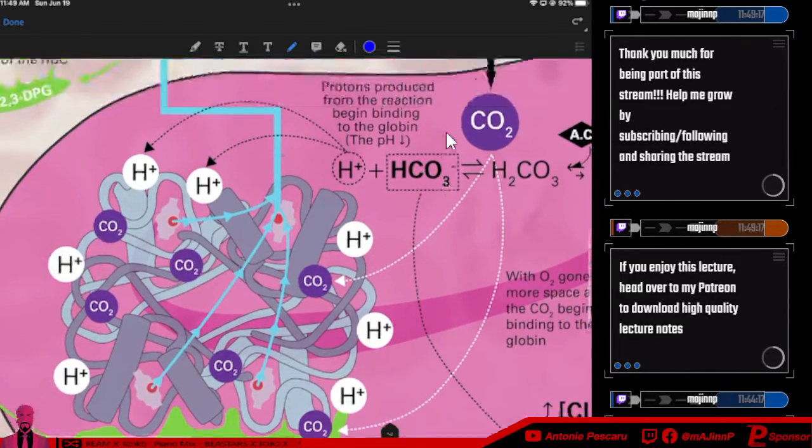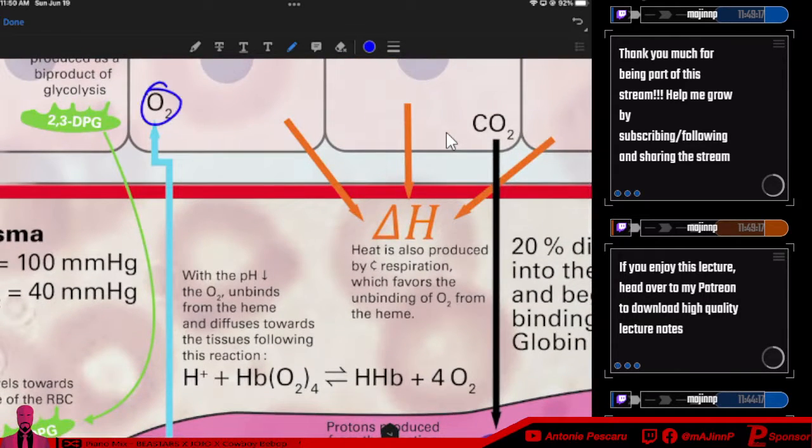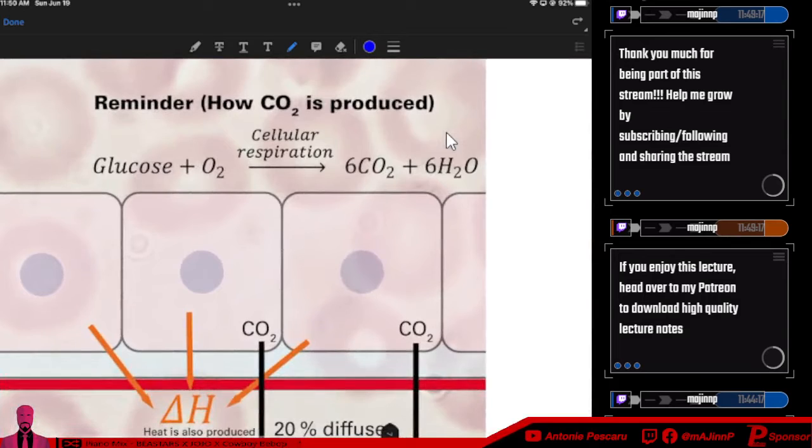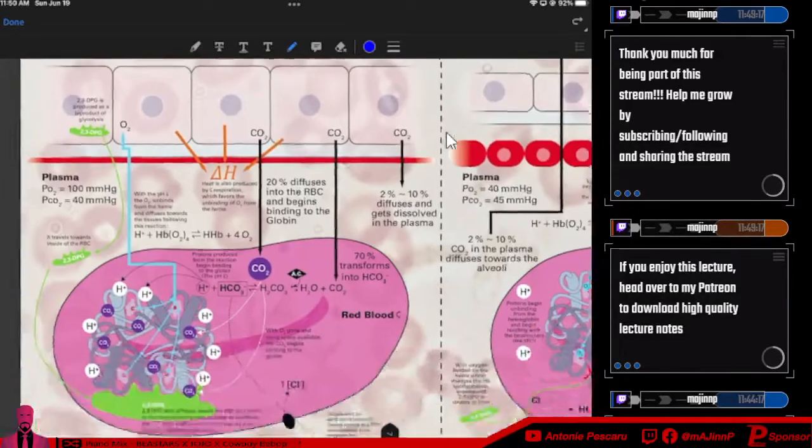And that lowers the pH, which brings us to this equation right over here, this molecular equation, in which positive proton ions react with the oxygenated hemoglobin, which creates deoxyhemoglobin and 4 oxygens being able to go inside of the tissues, which contributes more to the cellular respiration process.